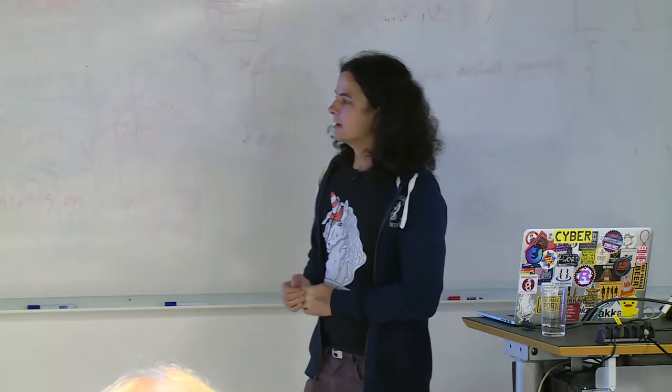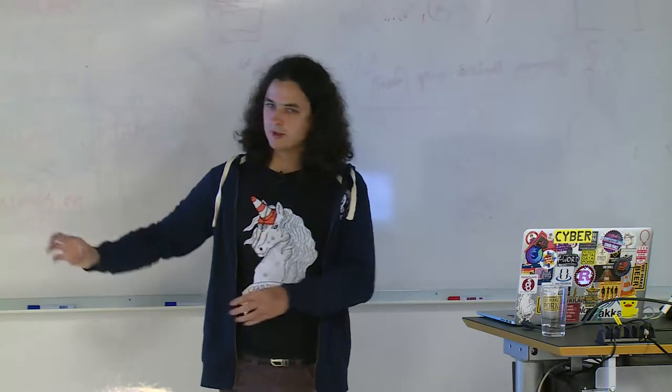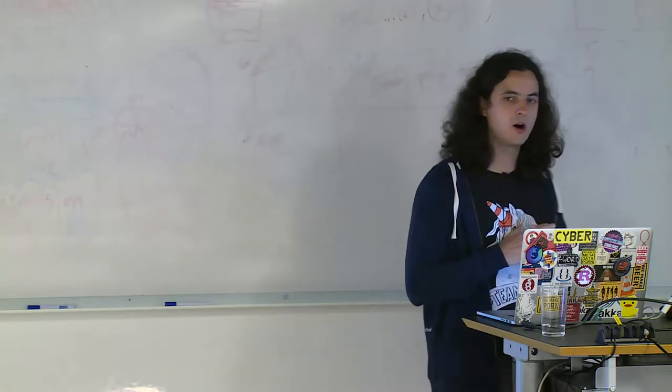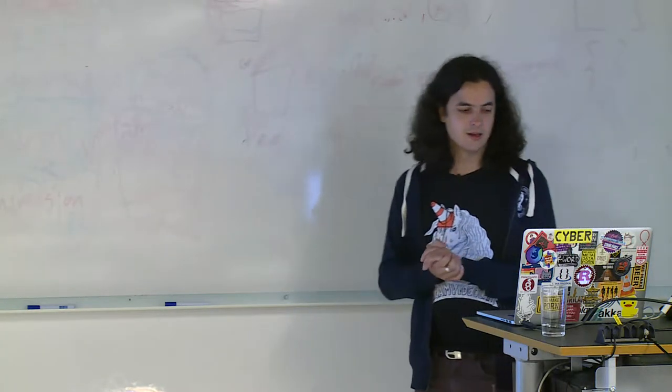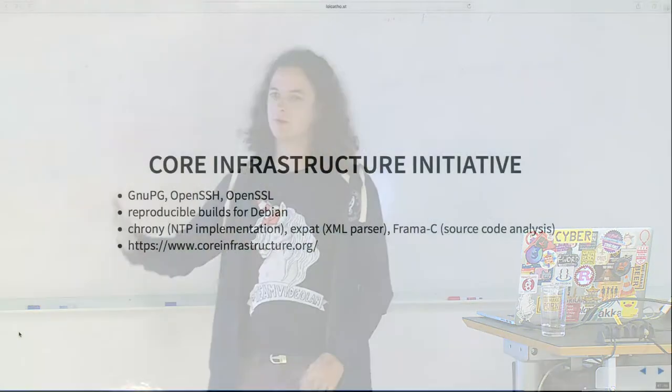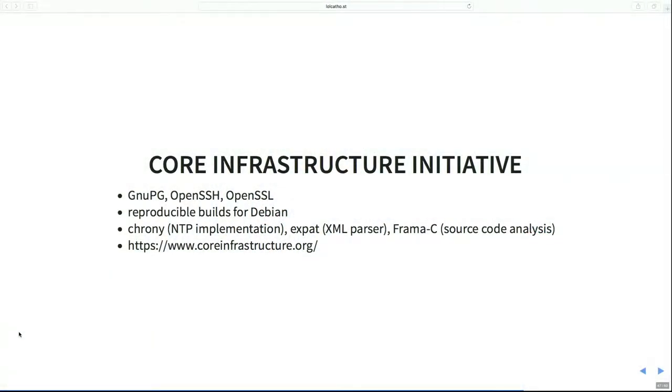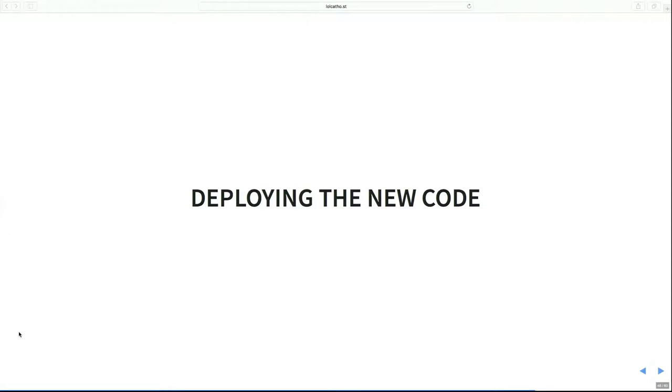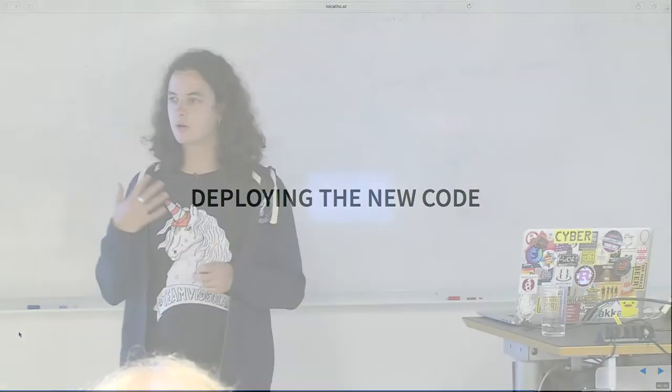Okay? There's one last issue. We talked about the technical part: how we write the new code, how we will fix it, and how we make sure that it will be maintained. But there's the last mile. People, we have to actually use the code. And this is one of the biggest issues we have right now: how to make sure that the code will be upgraded.